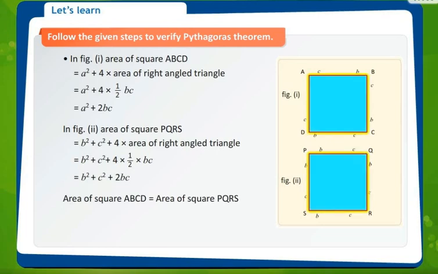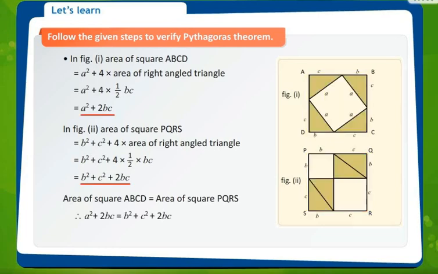Similarly, the area of square ABCD will be equal to the area of square PQRS. A square plus 2BC is equal to B square plus C square plus 2BC. 2BC is common, so A square is equal to B square plus C square. This proves the theorem of Pythagoras that A is the hypotenuse and hypotenuse square is equal to the sum of the squares of the sides, that is B square plus C square. Hence the Pythagoras theorem is verified.